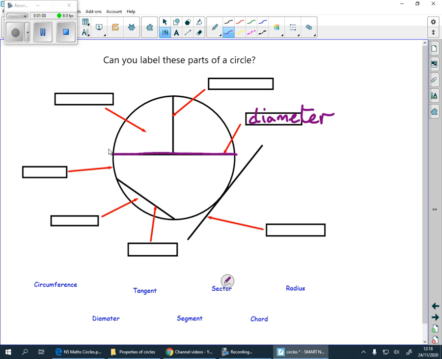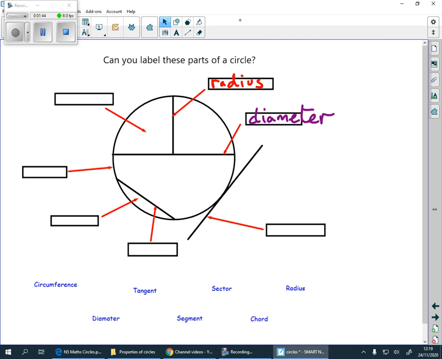You may know that radius is from the centre to the outside edge. If you have more than one radius, we call it radii. That would also be a radius. That would also be a radius. Any other version we want to put in would also be a radius.